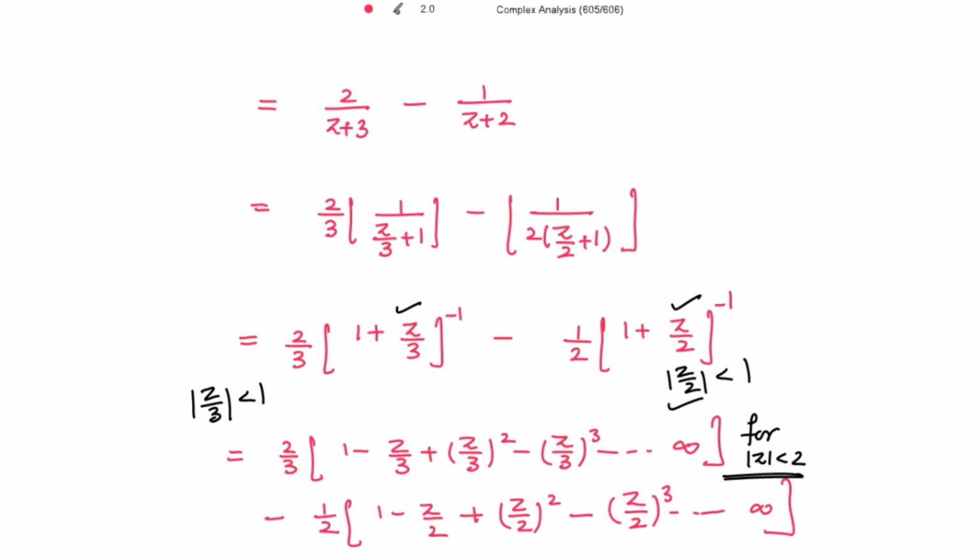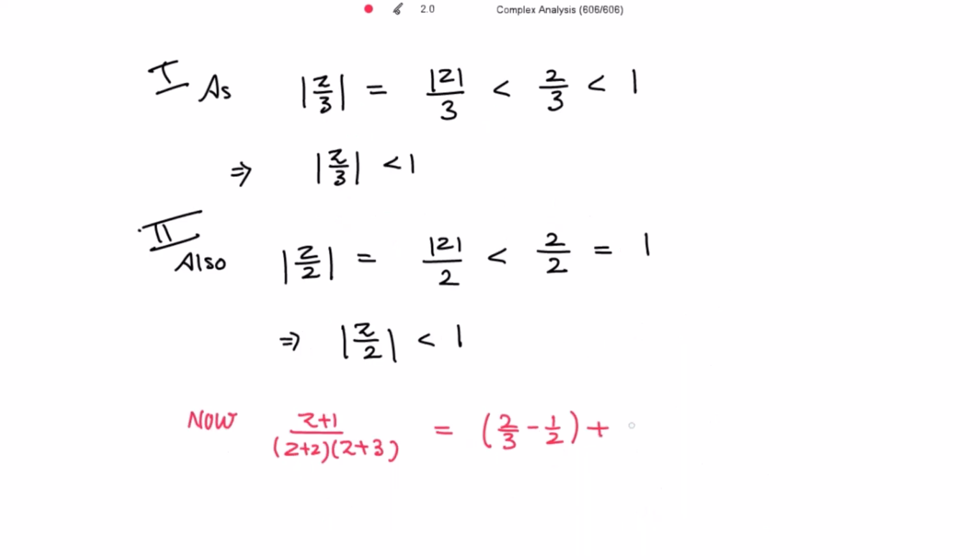And then in the next step, I am going to multiply 2 by 3 inside and also minus 1 by 2 inside. We get 2 by 3 minus 1 by 2. Then the second term will be minus 2z divided by 9, and from here we get plus z divided by 4. So this is minus 2 divided by 9 plus 1 divided by 4, and I am taking z outside. Similarly, the third term will be 2 divided by 27 minus 1 divided by 8, times z square, that's enough, up to infinity.